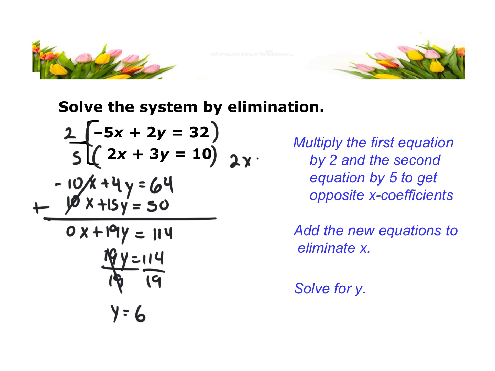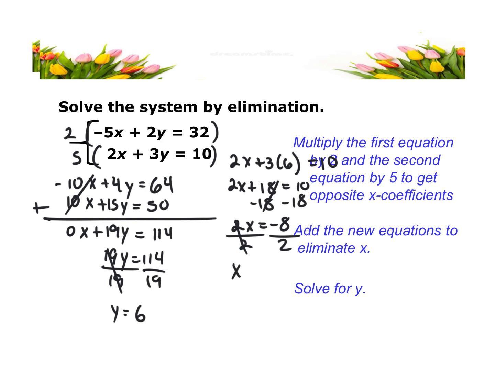So 2x plus 3 times 6 is equal to 10. So I get 2x plus 18 is equal to 10. I'm going to subtract 18 on both sides. So I'm going to get 2x is equal to negative 8. I'm going to divide by 2 on both sides, and I get that x is equal to negative 4. So again, your ordered pair answer is going to be negative 4, 6.